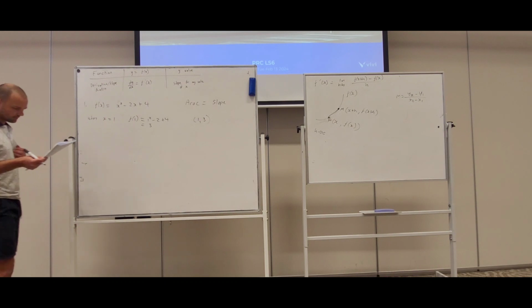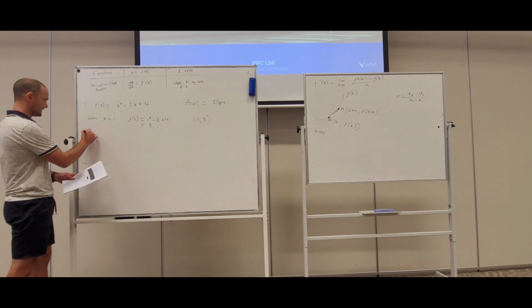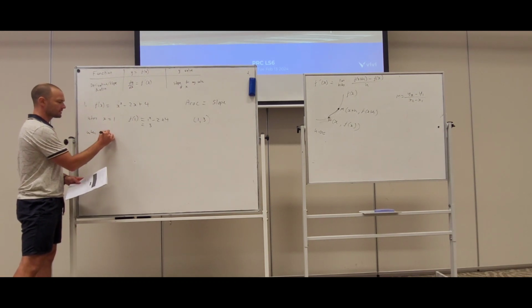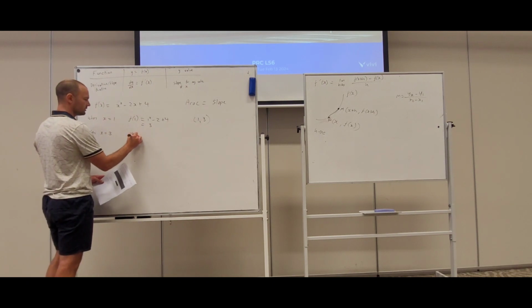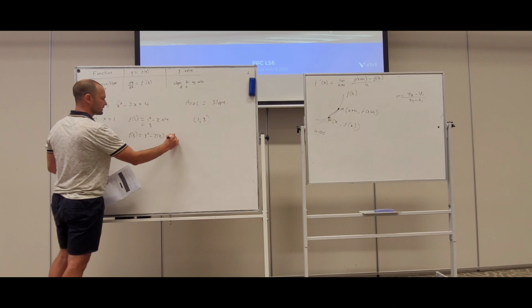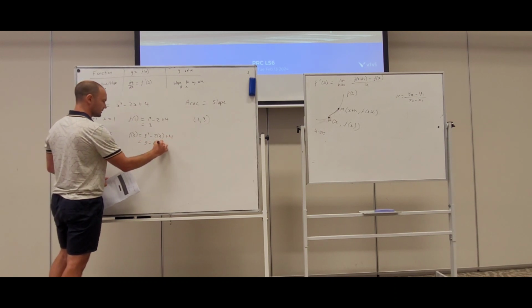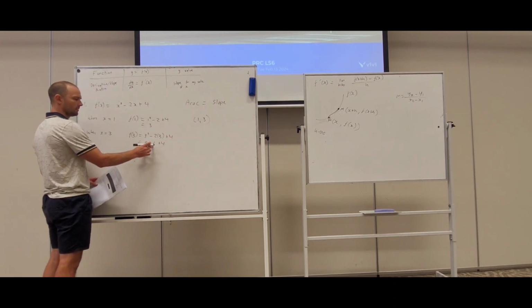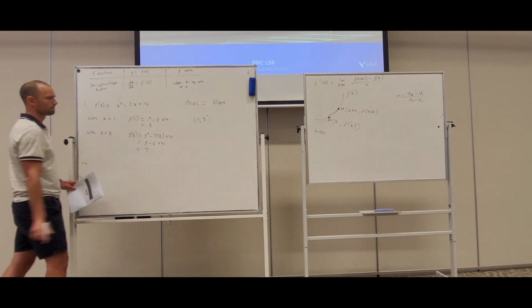And the next coordinate we're told is x is 3. When x is 3, the function will equal 3 squared, take 2 times 3 plus 4, 9 take 6 plus 4, so that'll be 3 plus 4, 7.